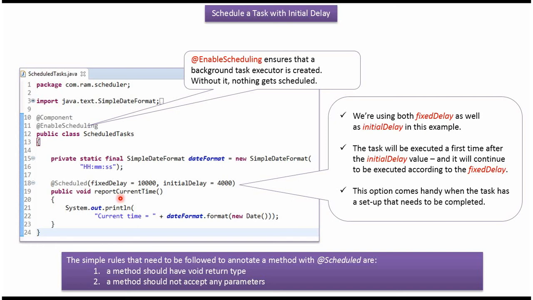If we want to annotate a method with @Scheduled annotation, then we have to follow two simple rules. The first one is the method return type should be void, and the second one is the method should not accept any parameters.